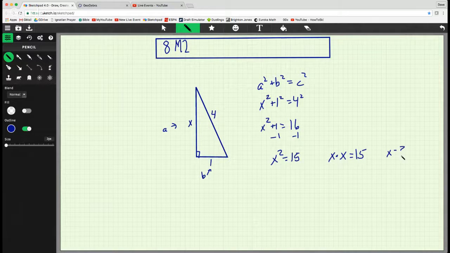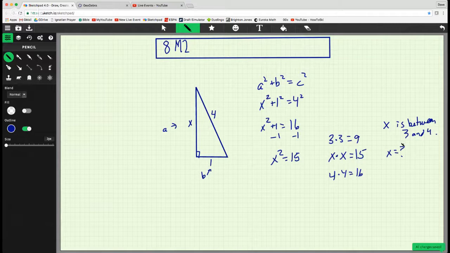So x is what? Well, we know that 3 times 3 equals 9, and 4 times 4 equals 16. So the number times itself that equals 15 is between 3 and 4. You know, x is between 3 and 4. And we don't know what it is, and we don't have a way of calculating it. We don't have a way of finding what x is.